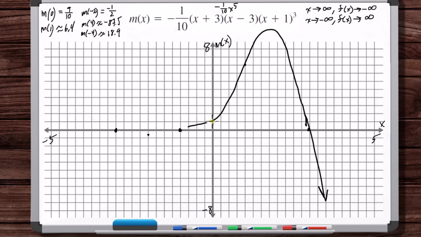And then like that. As x goes to negative infinity, the function goes to positive infinity. As x goes to positive infinity, the function goes to negative infinity. You've got 2 turning points with the degree 5 polynomial. All the x-intercepts are crossover intercepts, and we've got the y-intercept plotted, so there we go.